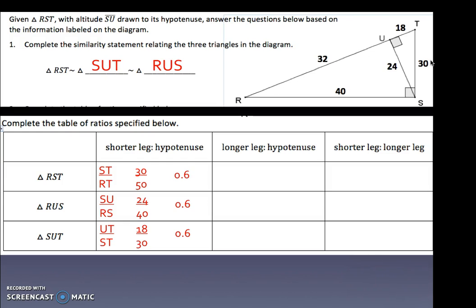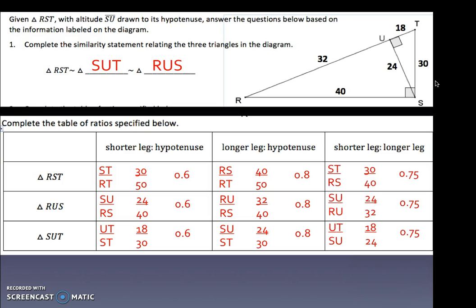Okay, so when you do the longer leg to the hypotenuse for triangle RST, you will get this, which has a value of 0.8. Triangle RUS will give you this, which again is 0.8. And triangle SUT will give you this, which again is 0.8. Doing the shorter leg to the longer leg, I'm just going to put them all up here, and they will all have a value of 0.75. So moving on to the next part here.